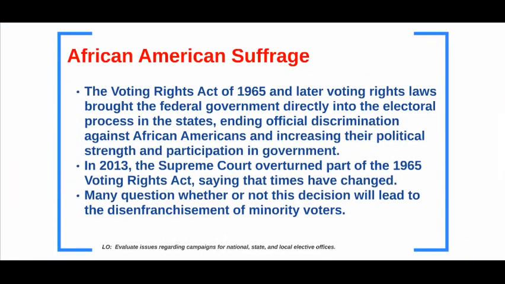The Voting Rights Act of 1965 and later voting rights laws brought the federal government directly into the electoral process in the states, ending official discrimination against African Americans and increasing their political strength and participation in government. In 2013, the Supreme Court overturned part of the 1965 Voting Rights Act, saying that times have changed. Many question whether or not this decision will lead to the disenfranchisement of minority voters.